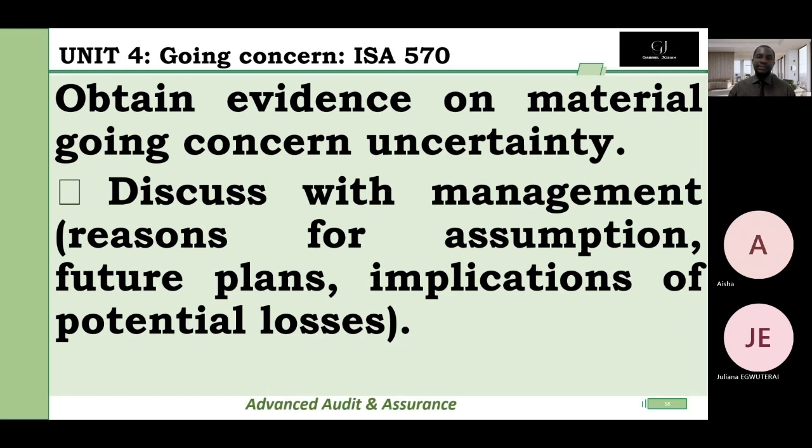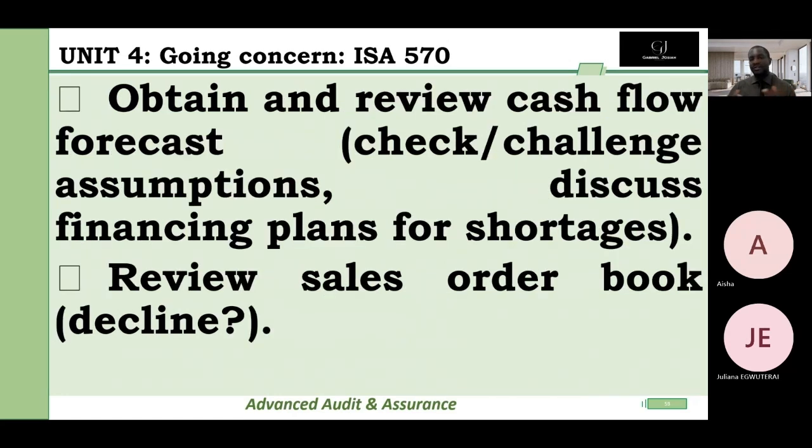So also you need to obtain sufficient, appropriate material evidence of going concern uncertainty and discuss this with management, the reasons for your assumption and your conclusion, and what are their future plans, the implication of potential losses on their books. You also obtain and review cash flow forecasts and whatever forecast and plans they have. Check and challenge these assumptions, their estimates, discuss financing plans, whatever it is with them, and review sales order books, whether there's a decline or an increase, review it.